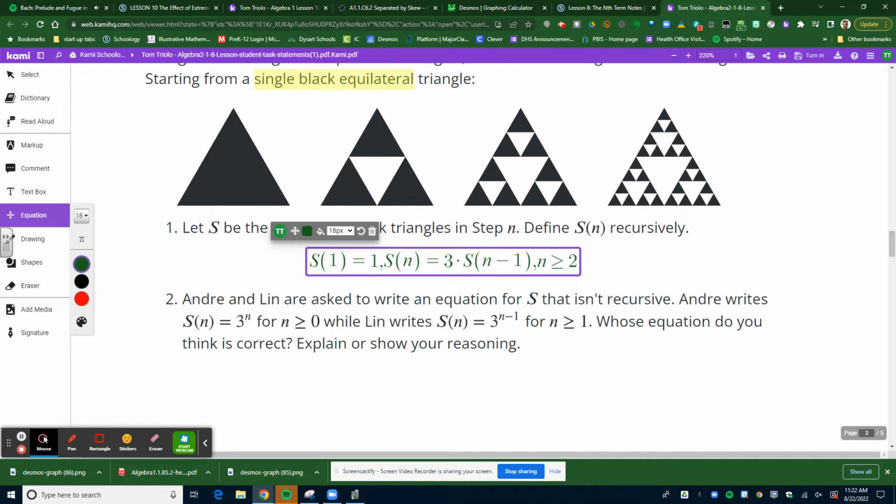Now what they did is they took the next step. All right. I've been teaching math a long time. Every once in a while I see something that kind of bugs me. And this kind of bugs me. It's not wrong, but it kind of bugs me. So we got Andre and Lynn who are asked to write an equation that's not recursive. Andre writes this equation, S of n equals 3 to the n for n greater than or equal to 0.